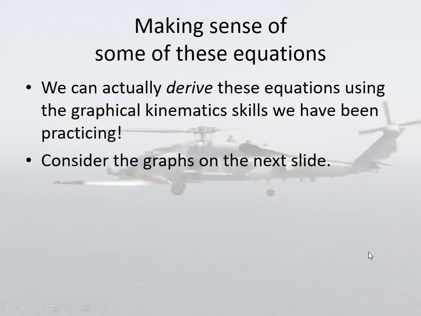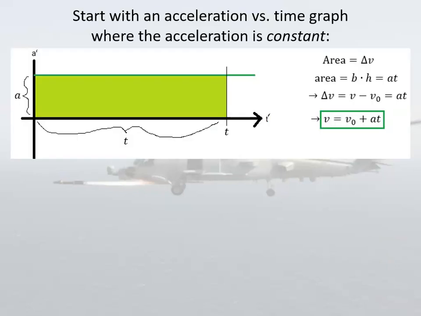Now let's see how we can actually derive these equations from our graphical kinematics skills. So let's consider this graph. Here we have an acceleration versus time graph. And notice I've renamed my axes because it's usually kind of bad practice to give the same name to your axes as the name that you are given to particular points on that axis. So I've renamed my axes and just put primes on them. Don't even think about taking derivatives. That's not what these primes mean.